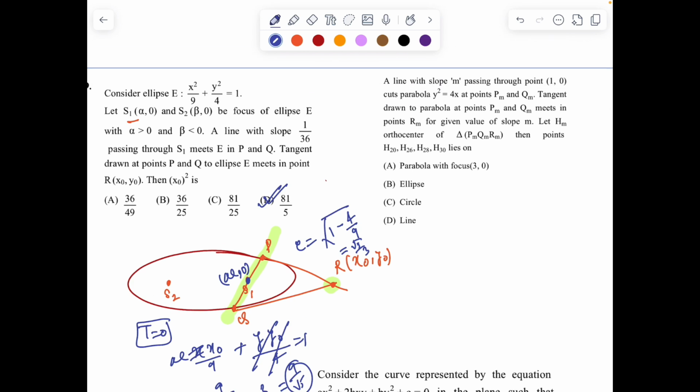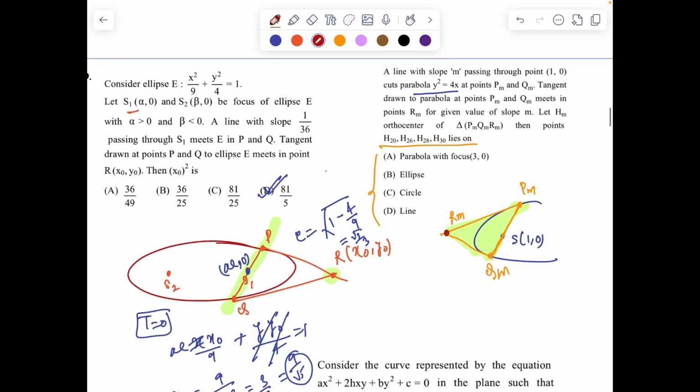Let's try another one. A line with slope m passing through point 1 comma 0 cuts the parabola y square equals 4x. Observation: 1 comma 0 is the focus of the parabola, so this line passes through the focus. It cuts the parabola at Pm and Qm, where m is the slope of this line. Tangents drawn to the parabola at Pm and Qm meet at point Rm for a given slope. Let Hm be the orthocenter of triangle Pm Qm Rm. So we need to find the position of this point with respect to these curves.